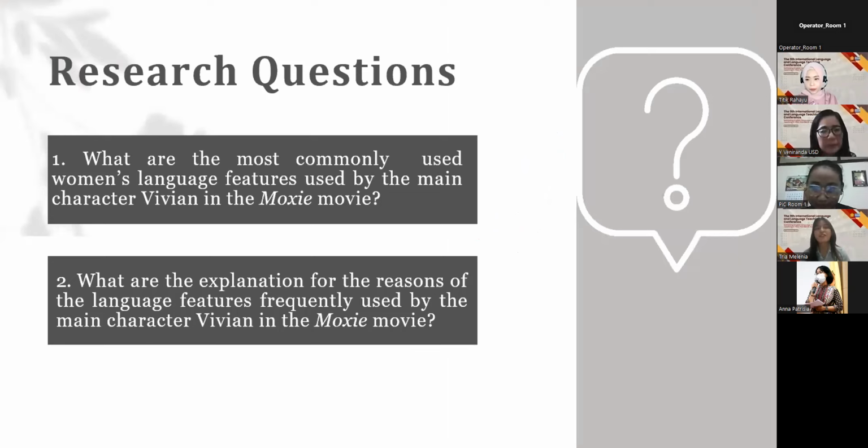Now the research questions. To formulate this research, there are 2 research questions. The first one is, what are the most commonly used women's language features used by the main character Vivian in the Moxie movie? And the second one, what are the explanations for the reasons of the language features frequently used by the main character Vivian in the Moxie movie? As I have read about this topic, usually researchers just investigate the first research question. They just investigate what are the most commonly used women's language features in what they have investigated, and they did not add the explanation of why those features are frequent.